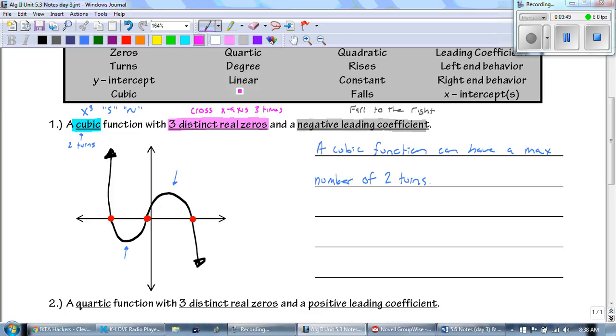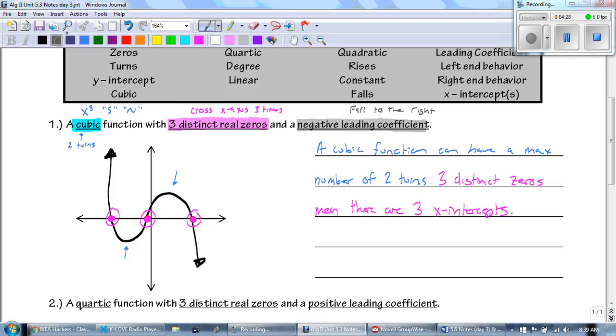So the next thing we talked about, 3 distinct zeros. 3 distinct zeros mean there are 3 x-intercepts. And we have 1, 2, 3 x-intercepts. Mr. Grice is so crazy with colors that I'm just going to make them match. So they're all pink. There we go.